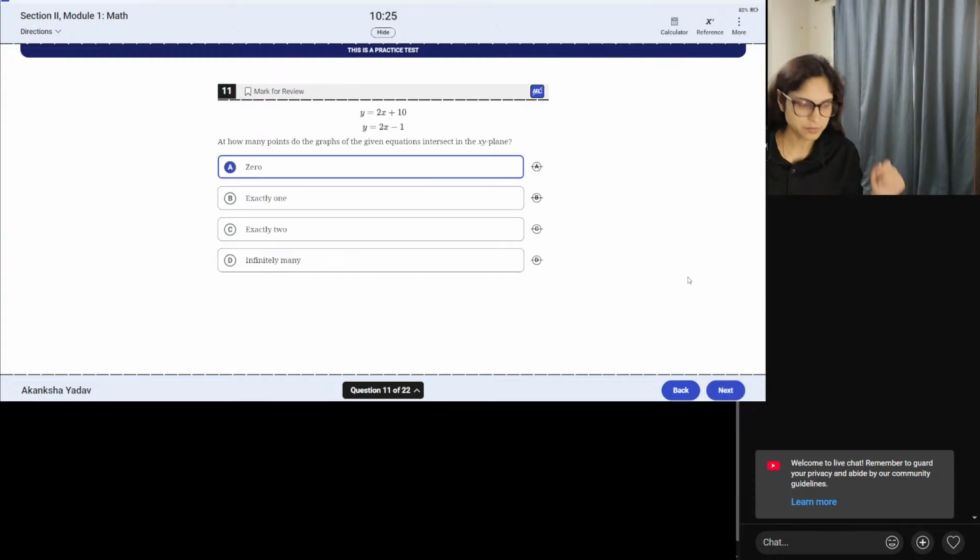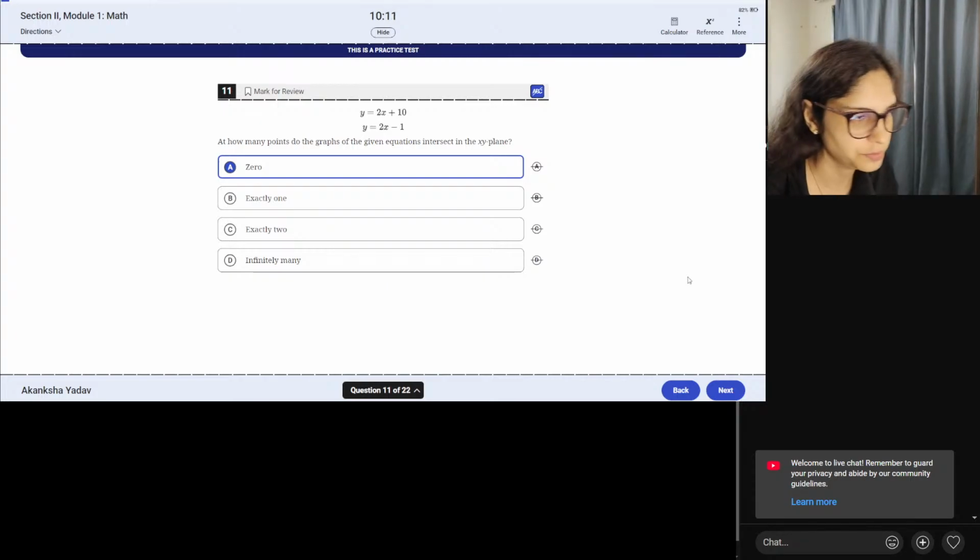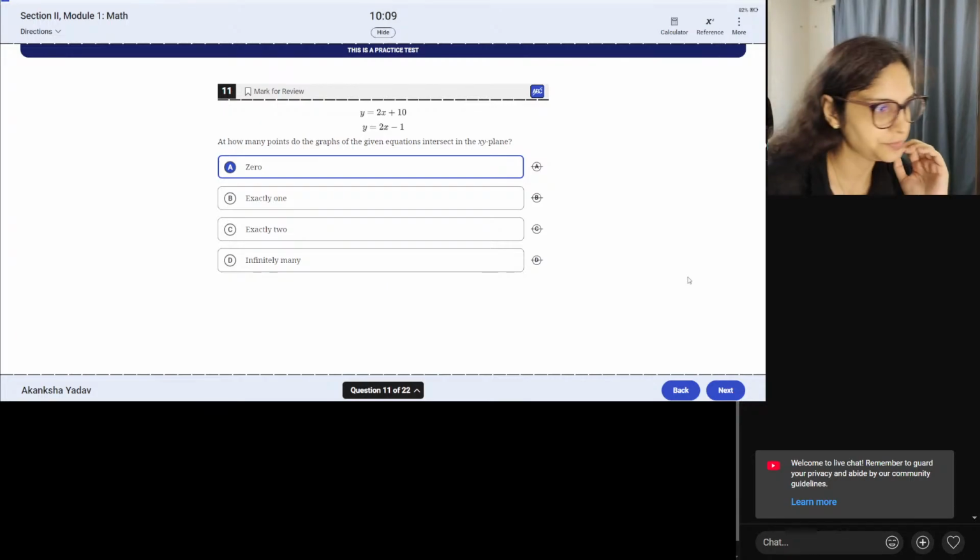Over here, slopes are same. Y-intercepts are different. So it has to be no solution, because they're going to be parallel lines. Because in parallel lines, slopes are same, but y-intercepts are different.